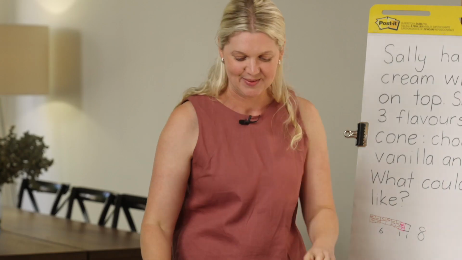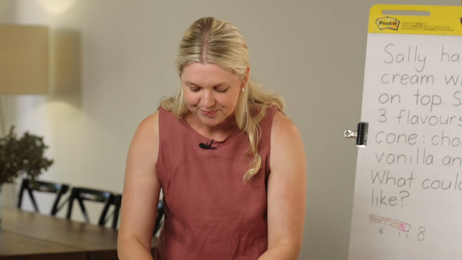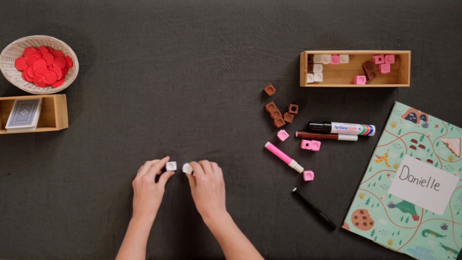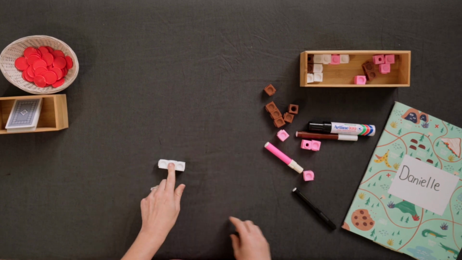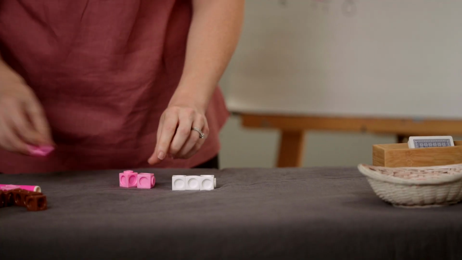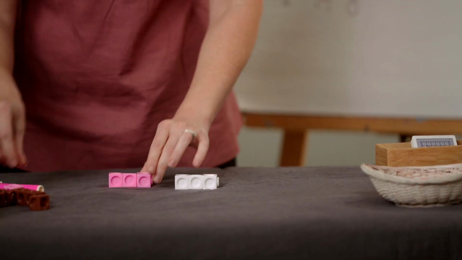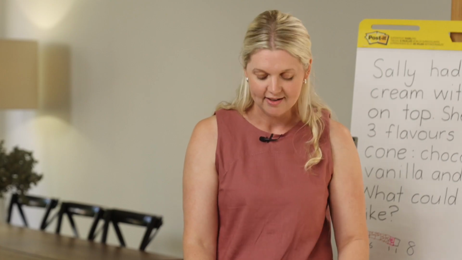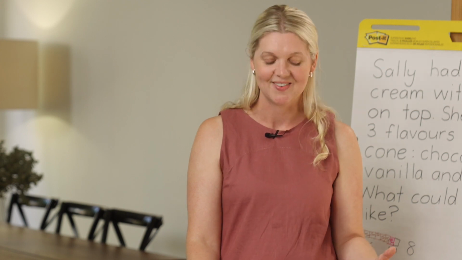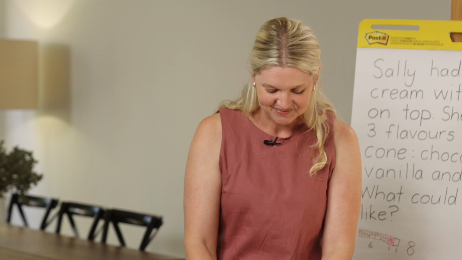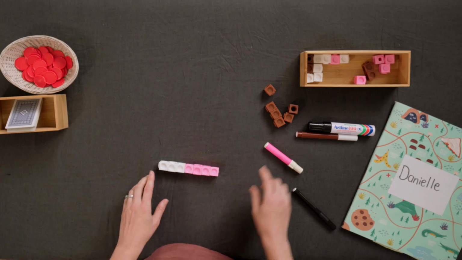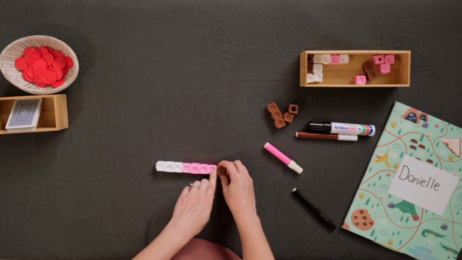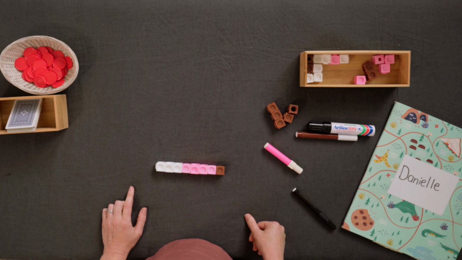Let's try another way. This time, I'm going to start with vanilla. I'm going to do 3 and 4. 4 strawberries. Oh, I've just noticed something. 3 and 4, that's a near double. And I know that straight away 3 and 4 is 7. So now I just need one more chocolate. 3 and 4 and 1 makes 8.